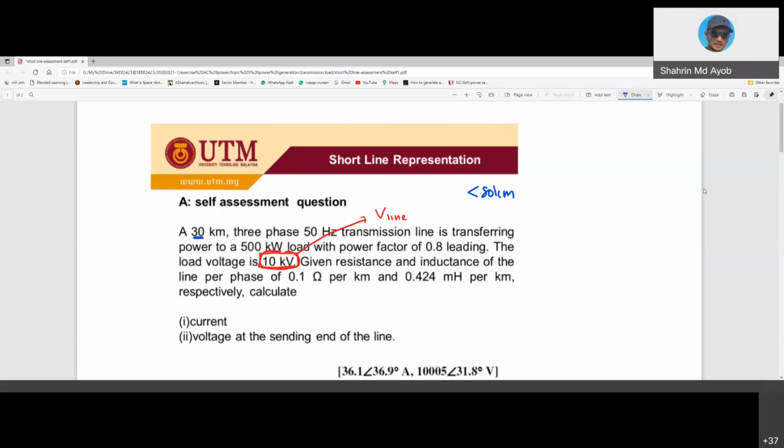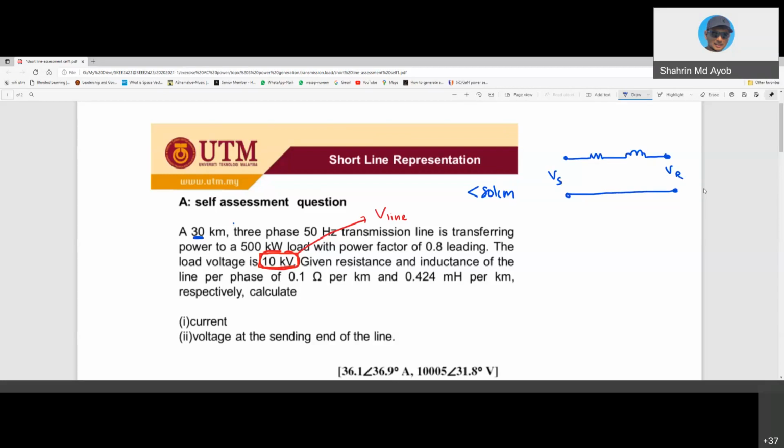For the short transmission line, for analysis we always do the modeling. The model is very simple, consisting of a resistor, which represents the internal resistance of the cables and so on, and then we have a single inductor, where we have the sending voltage and the receiving voltage.